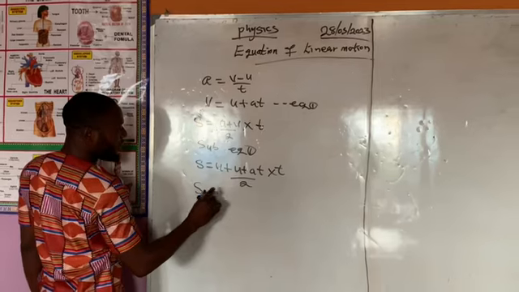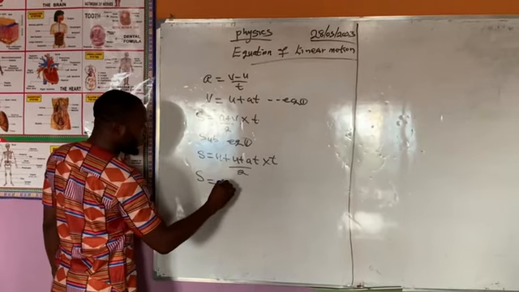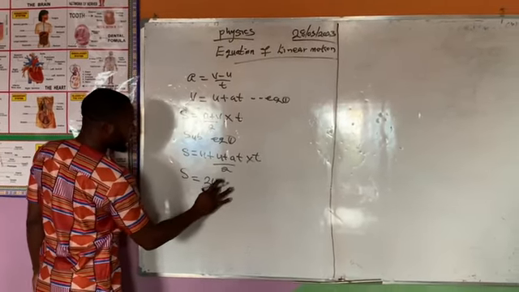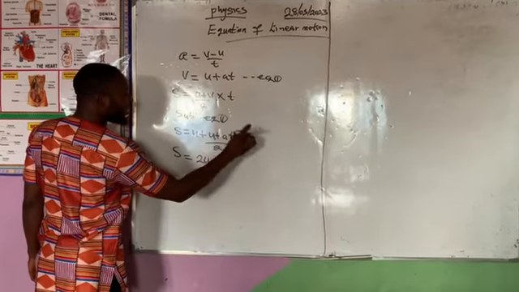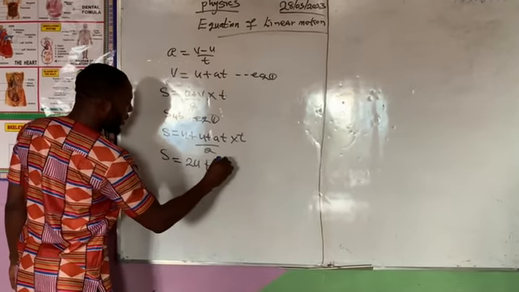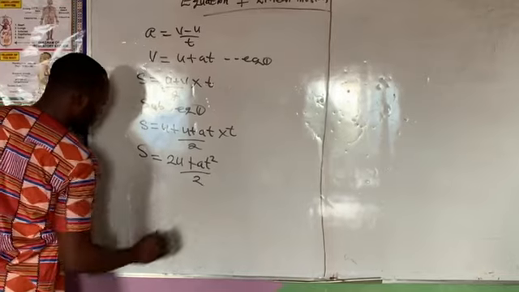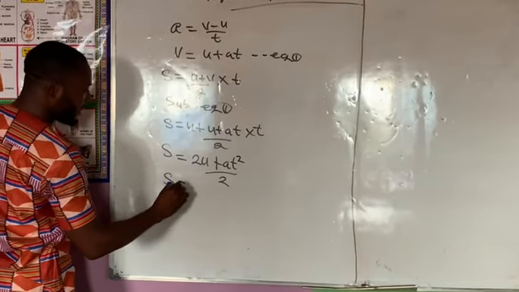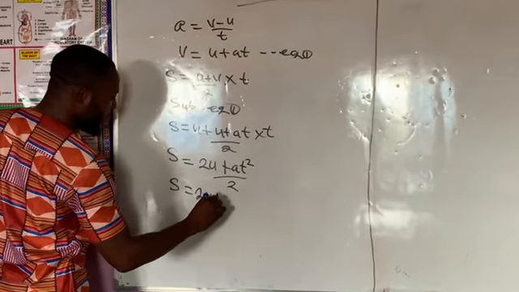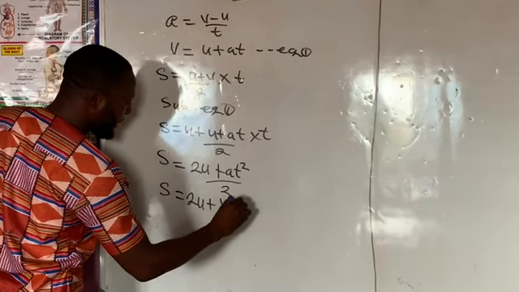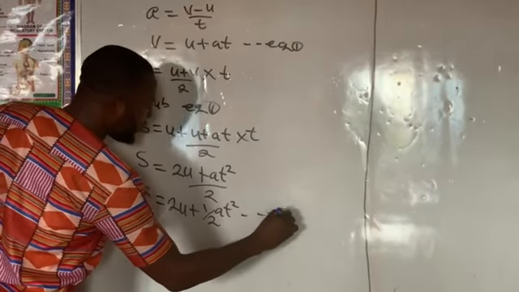Displacement s is equal to u plus u will give me 2u plus at, times t will give me at squared, all over 2. This will give me that s is equal to ut plus half at squared. Equation 2.